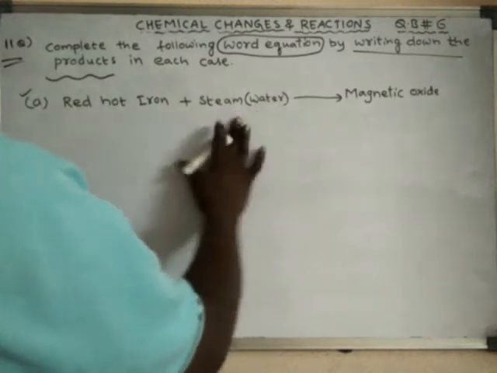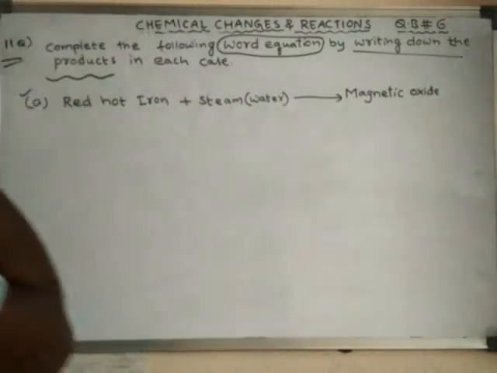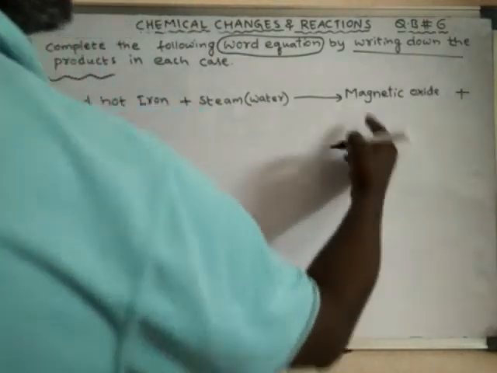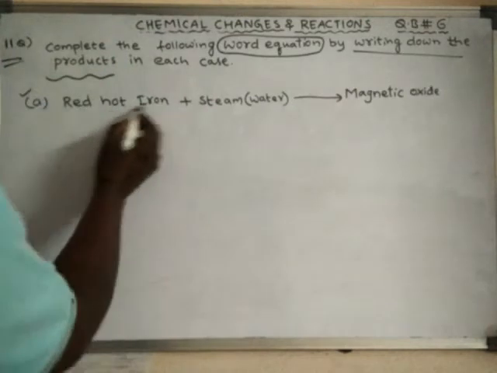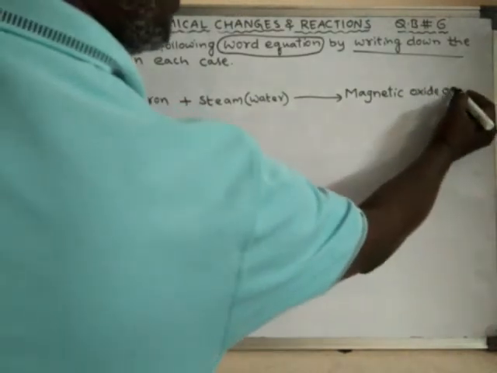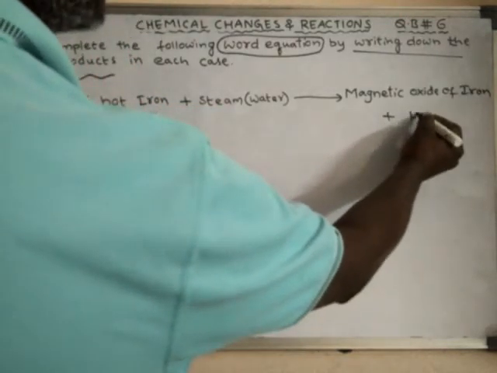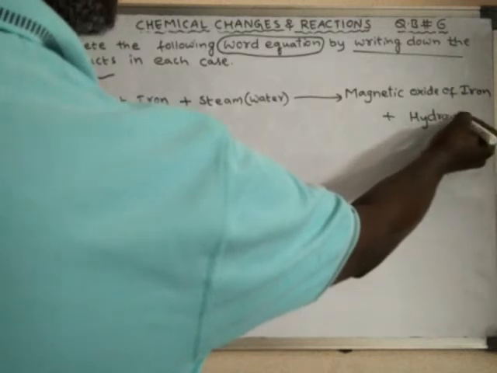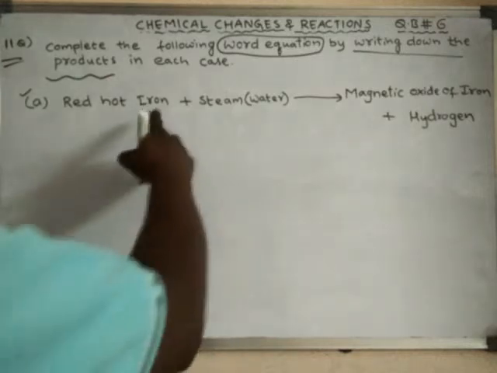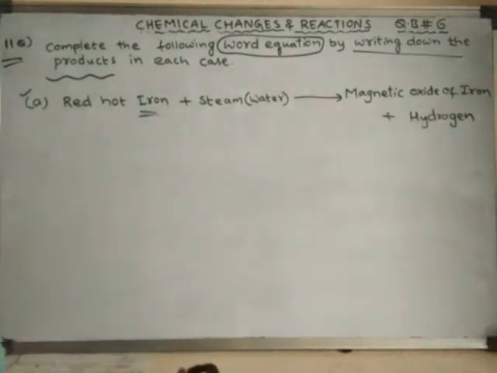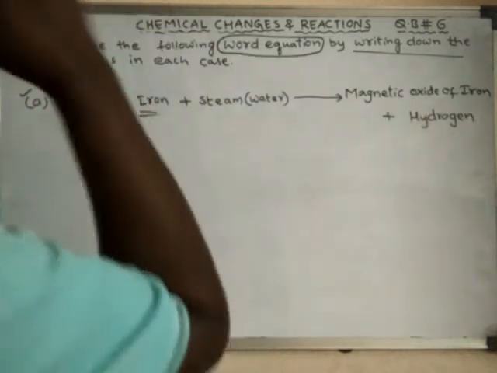After knowing this, we can complete this equation with our knowledge. Magnetic oxide of iron, and along with this, hydrogen gas is liberated. So this is the complete equation, and these are the products: magnetic oxide of iron and hydrogen.